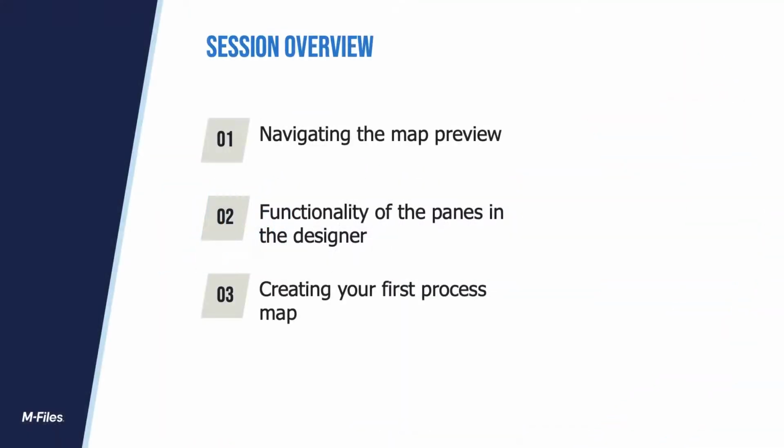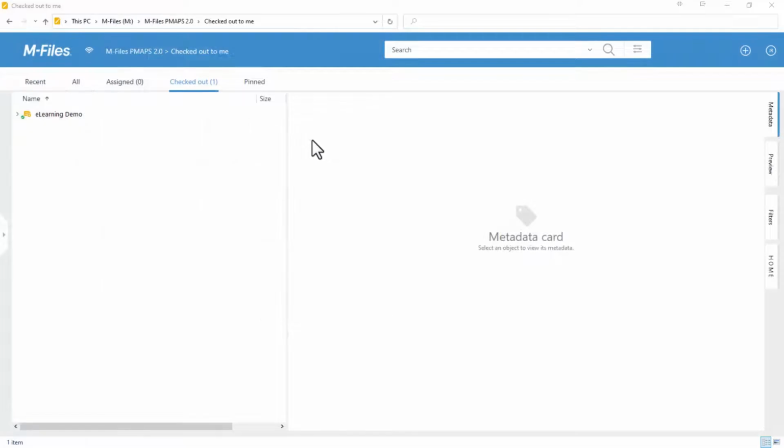This session is designed to give you a brief overview on the user interface of process maps. We will take a look at the designer and its navigation, toolbar, and panes. You will become accustomed to the layout of process maps and its features, enabling you to create a simple drawing on the unlimited canvas. Process maps are stored as objects.